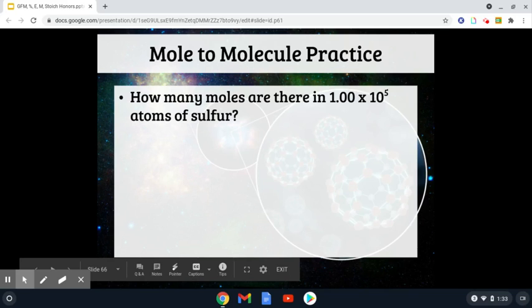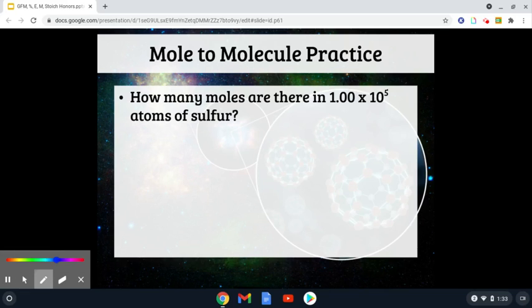Okay, let's take a look at this practice problem. How many moles are there in 1.00 times 10 to the 5th atoms of sulfur? So it doesn't have to be atoms. It could be molecules. It could be particles. It could be elephants. It's not going to be, but it could be. You would set it up the same way.